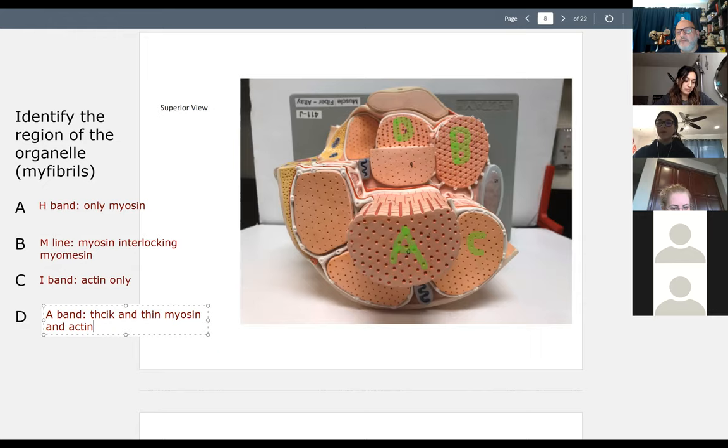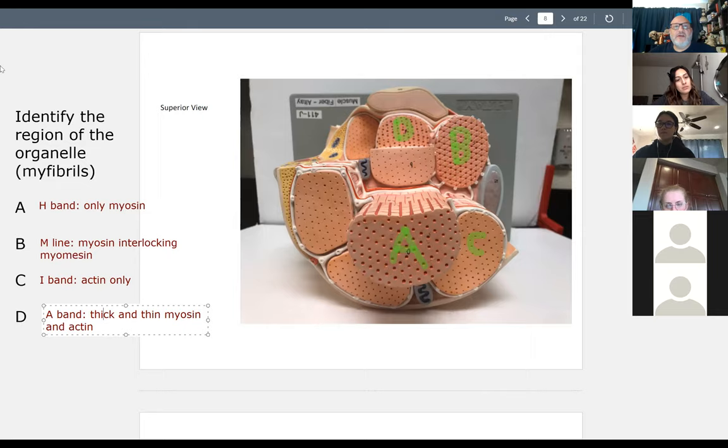So would we get full credit for saying A band or I band, or do you want us to add all of it? No, if I ask you for the region of the organelle, then your answer is going to be H band, M line, A band, or I band, right? That's the answer. I am writing the proteins to remind us of why we knew that was the correct answer. So you wouldn't have to say A band, actin only. If I asked you to identify the region of the organelle, you would just say I band. Okay.